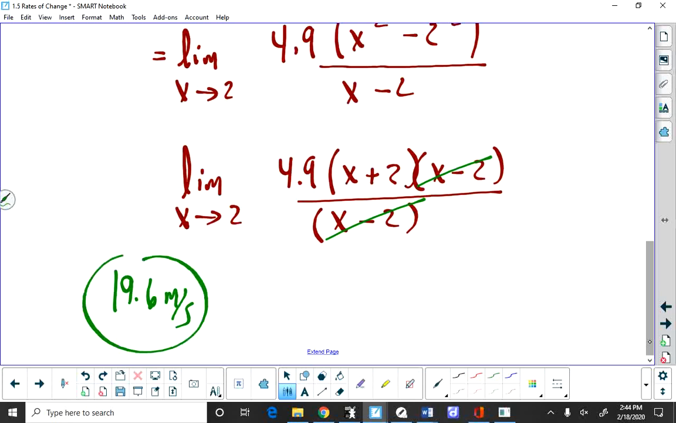We've talked about instantaneous rates of change before. That doesn't mean that it's even traveling for a second. It means at that instant, that's how fast it's going. If it had a speedometer on it, that would be the reading at that point in time. Yep. Couldn't you just put 2 into 4.9 t squared and get it?